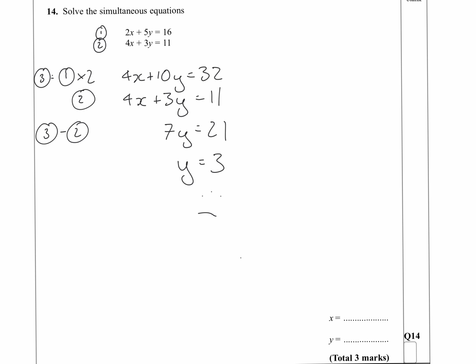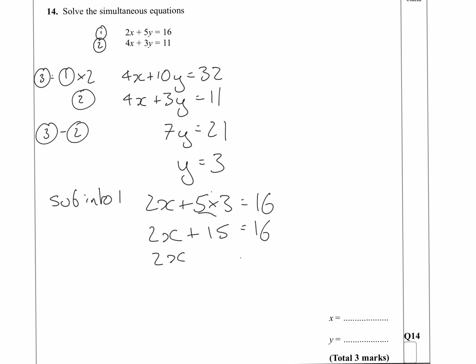And then I'm going to sub into equation 1. I get 2x plus 5 times 3 equals 16, so 2x plus 15 equals 16, so 2x, take 15 on both sides, is 1, so x is 1/2. So that's what I think my answer is going to be, 1/2 and 3.